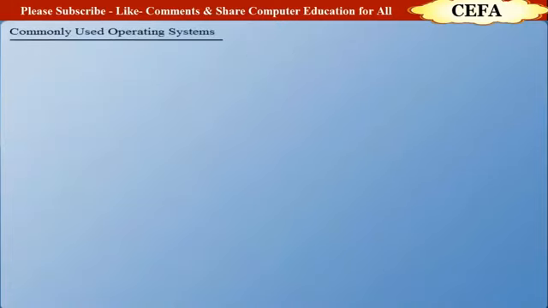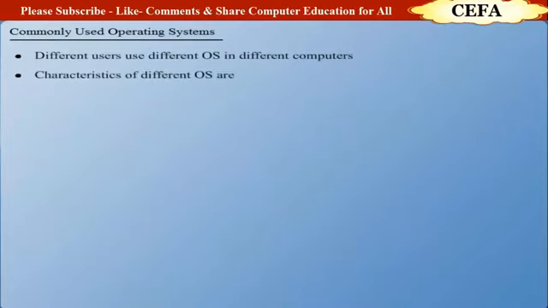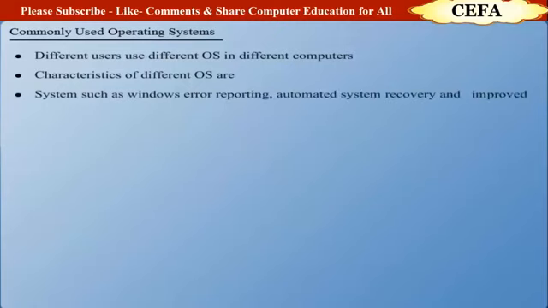Different users may use different types of computers with different operating systems. The main characteristics of commonly used operating systems may include: number 1, system reliability, such as Windows error reporting, automated system recovery, and improved system restore, etc. Number 2, faster startup. Number 3, user-friendly interface.